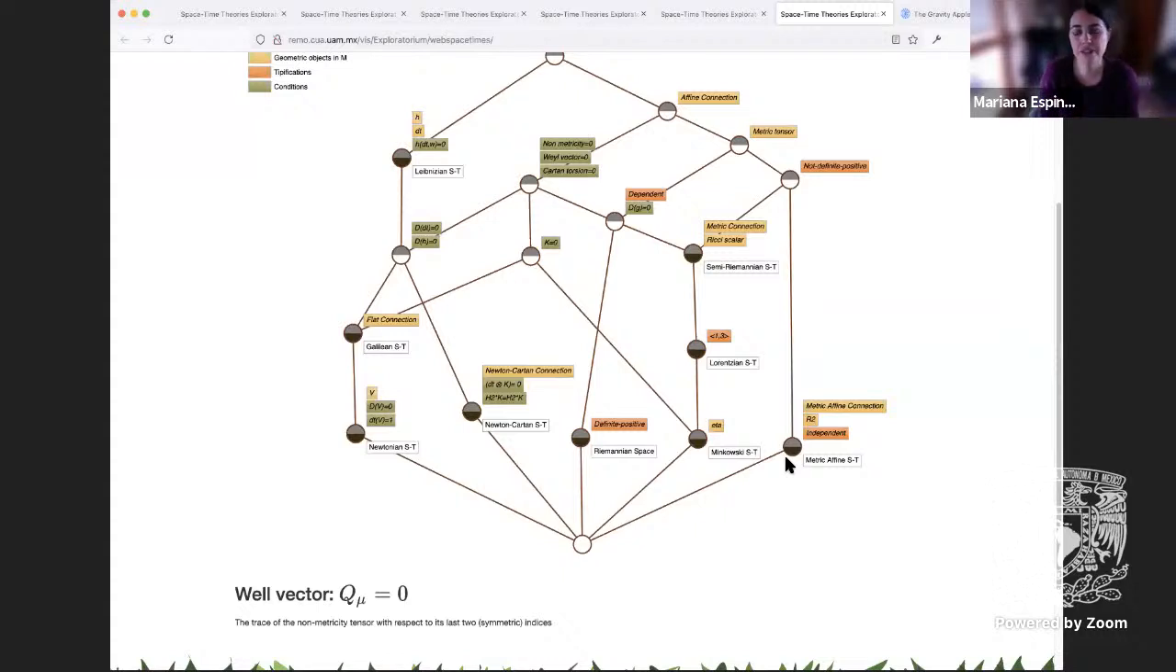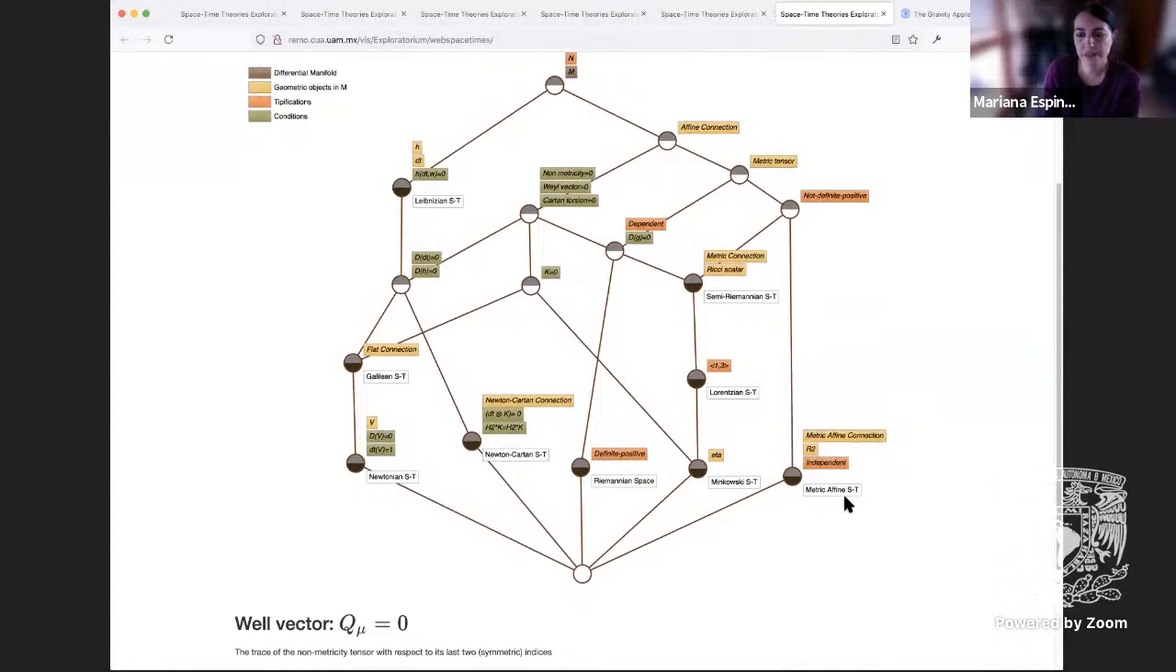And the information was taken from Michael Friedman's Foundations of Space-Time Theories, with a little bit of input from Sotiriou and Faraoni's classification of f(R) theories. That allowed me to include the affine connection in this network and the metric-affine spacetime.